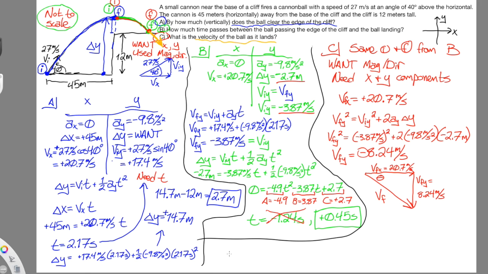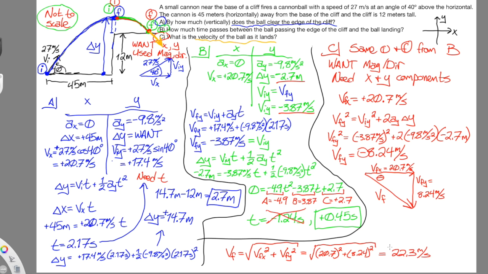So again, the magnitude of the final velocity, the magnitude of any vector really, will be the square root of its x component squared plus its y component squared, which for this problem is, dropping my units, 20.7 squared plus 8.24 squared. Technically Vfy is negative, but we would lose that negative when we squared that number anyway. So we get a magnitude of 22.3 meters per second.